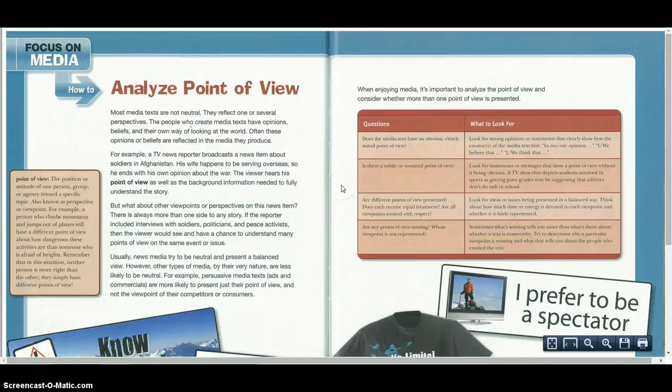All right. So basically, point of view is important for us to understand because most media texts, no matter what it is, are not neutral. They reflect one or several perspectives. People who create media texts have opinions. They have beliefs, and they have their own way of looking at the world. Often, these opinions or beliefs are reflected in the media they produce, just like the opinion piece you wrote at the beginning of the term. It reflects your opinion, what you believe, but not everybody has those beliefs.